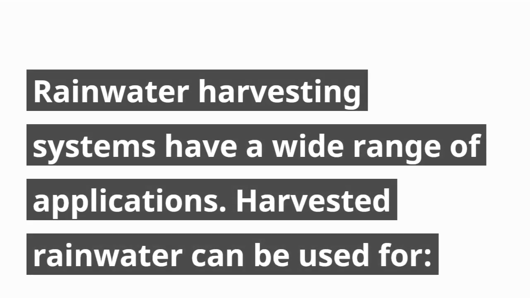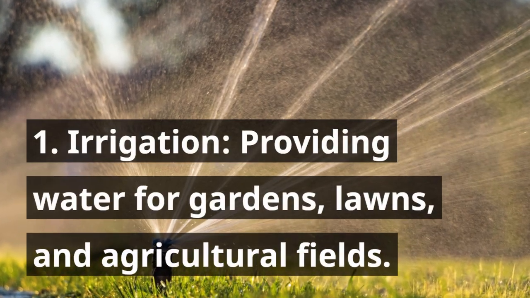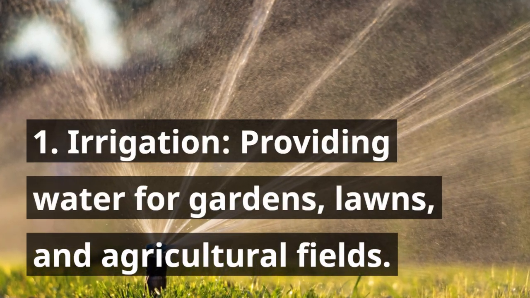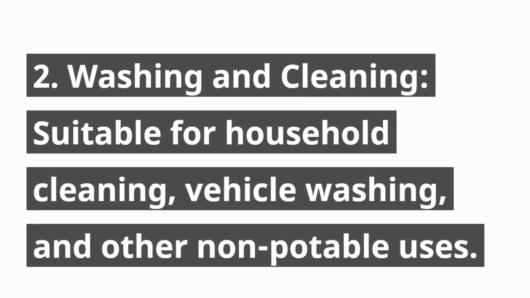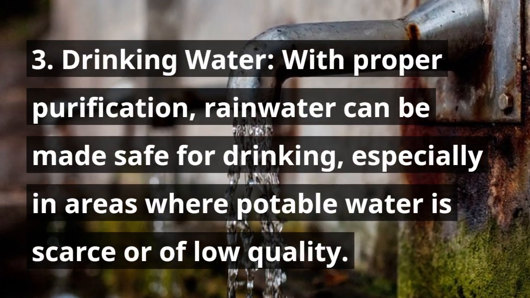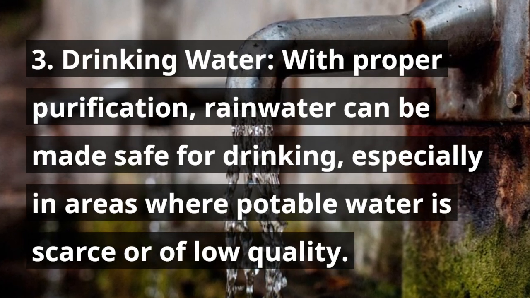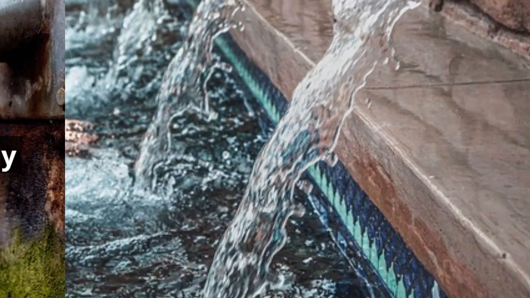Applications of rainwater harvesting. Rainwater harvesting systems have a wide range of applications. Harvested rainwater can be used for 1. Irrigation, providing water for gardens, lawns, and agricultural fields. 2. Washing and cleaning, suitable for household cleaning, vehicle washing, and other non-potable uses. 3. Drinking water. With proper purification, rainwater can be made safe for drinking, especially in areas where potable water is scarce or of low quality.